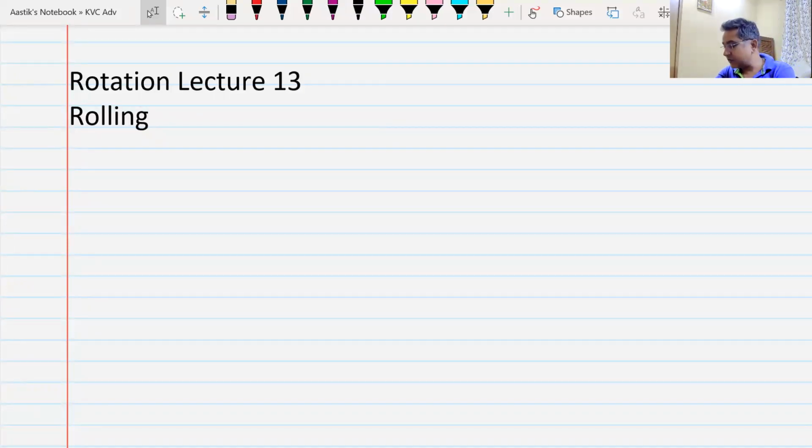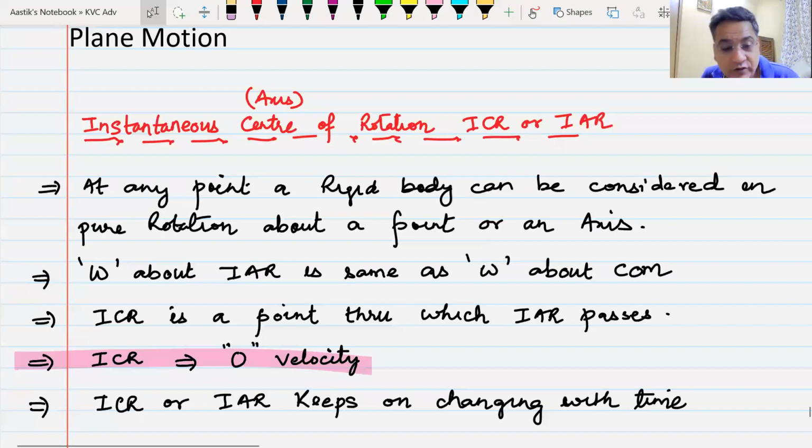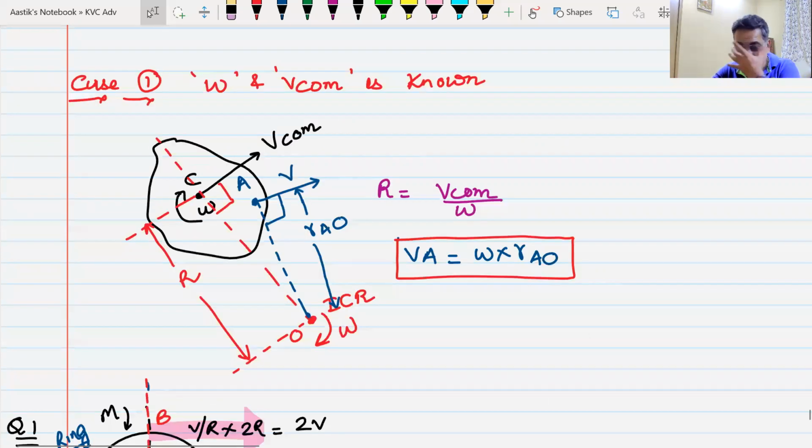In today's lecture, we are going to continue our discussion on combined or plane motion of a rigid body. In the previous class, we had seen that any plane motion of any rigid body can be taken as a pure rotation about a point, the instantaneous center of rotation, or about an axis, the instantaneous axis of rotation.